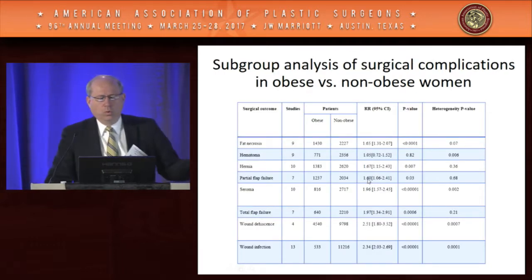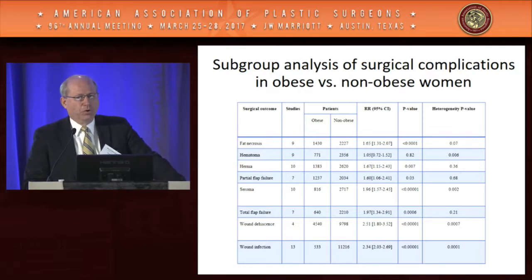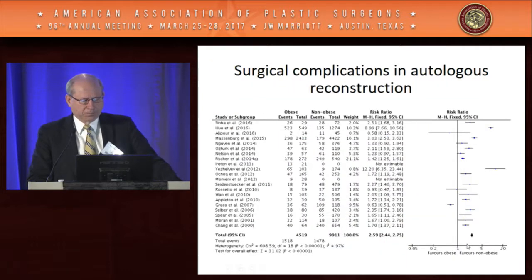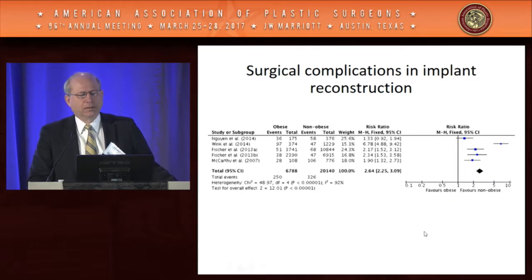And then, so what did they get? It's just the things that we've all seen: fat necrosis, hematoma, hernia, partial flap failure, and wound dehiscence and wound infections. You can see wound dehiscence and wound infections were the two that were the most highly significant. And that's what I think most of our panelists will talk about. And so then you can break it down into autologous reconstruction, 2.59 relative risk, or you can look at implant-based reconstruction, 2.64 times relative risk.